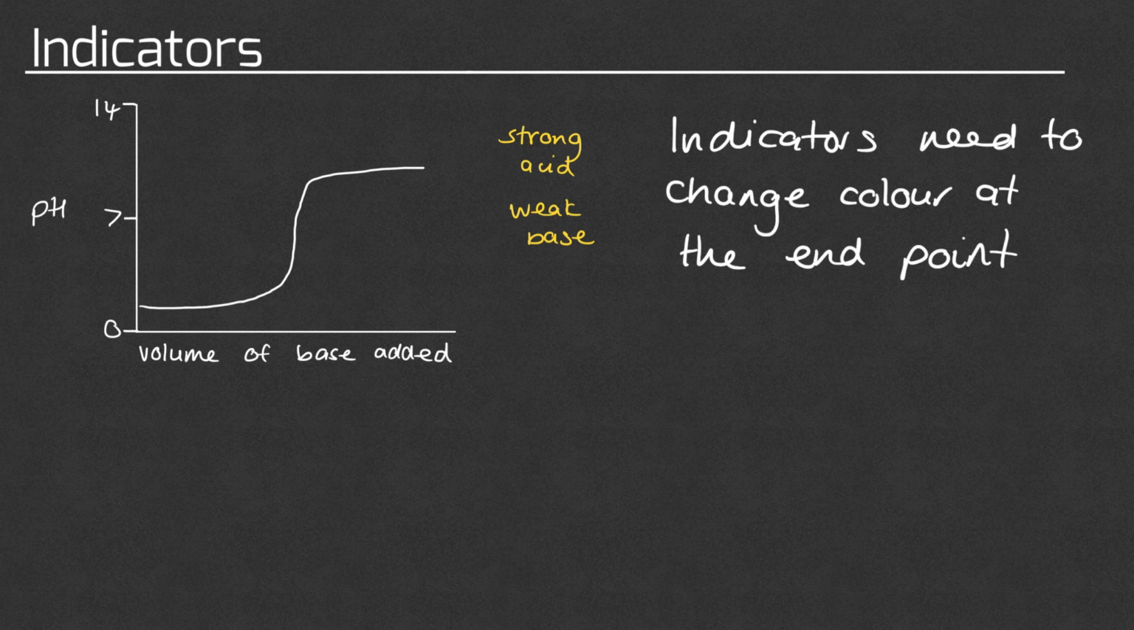When you do use an indicator in a titration, to see where the end point is, it's important to make sure that the indicator you pick changes colour throughout the end point of the titration. You need to pick one which changes colour in a narrow pH range, and that pH range has to be completely within the vertical section of the graph. So it has to change in this region here.